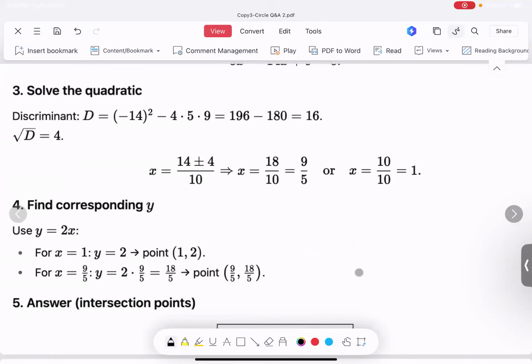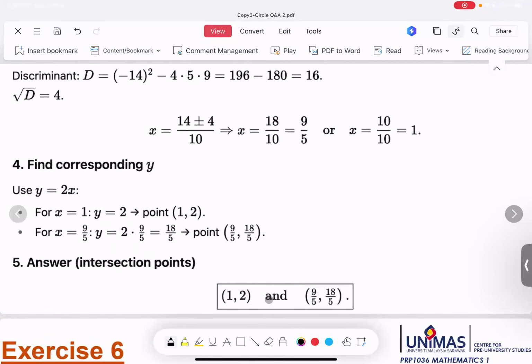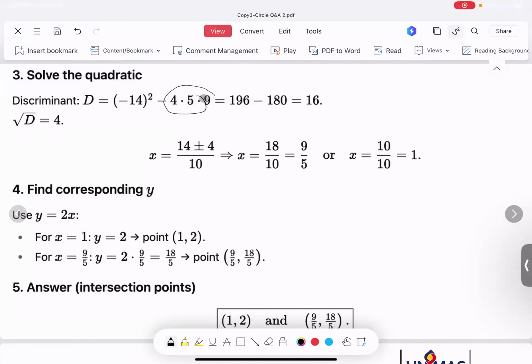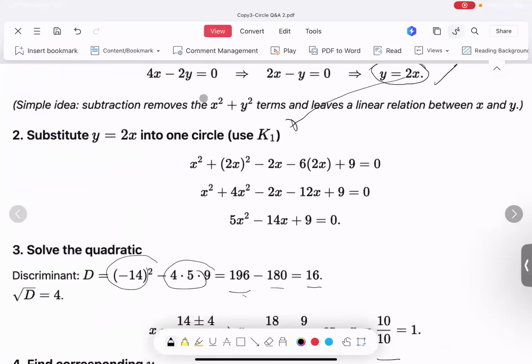Okay, so y equal to 2, x is equal to y. You found y equal to 2. So point is 1, 2. Okay, this one is multiply 9 over 5, you get 9 over 5, 18 over 5. So conclusion, this one is the intersection point, okay? So please, this one is actually means multiply 4 times 5 times 9. Okay, please take note of this method, quadratic method, okay? All right, you can try this method.